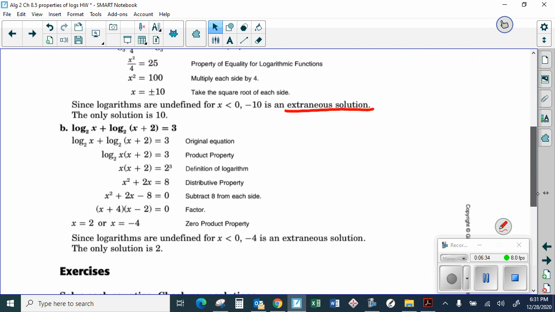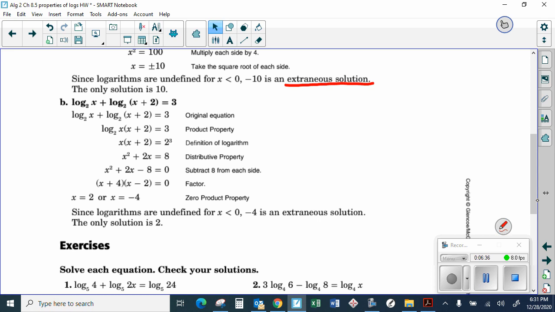Okay, B. Again, we have 2 logs, so we want to get down to 1. Again, addition can be changed to multiplication. So move this together as a single log with x times x plus 2. Multiply those together using the distributive property, and you get this. Now I have a quadratic.